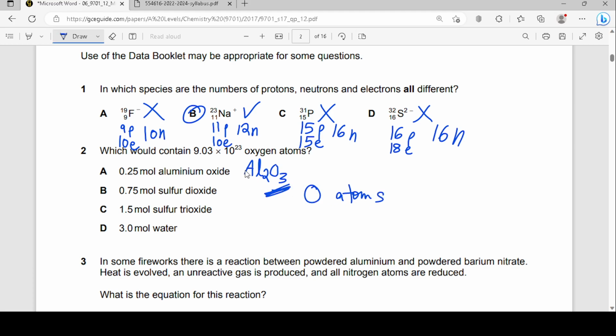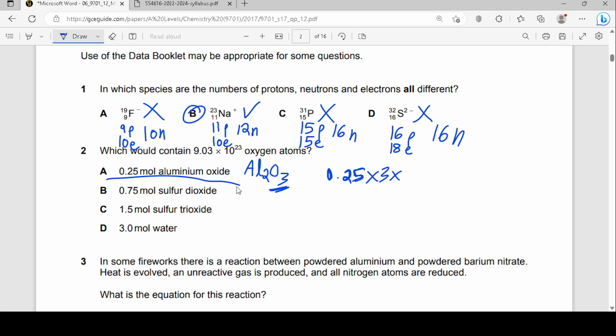Because each molecule of Al2O3 has 3 atoms of oxygen, right? For each formula unit of Al2O3. But the point is that if it's 0.25 moles of aluminium oxide, it is an ionic compound, right? But just with some covalent character. So I guess formula unit sounds better. So the number of moles of oxygen atoms would basically be 0.25 into 3 then, right?